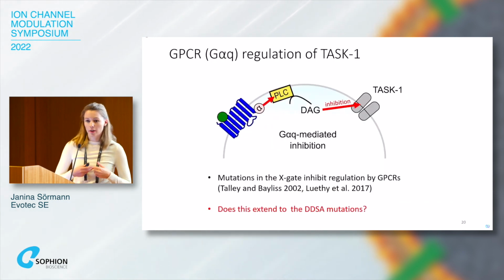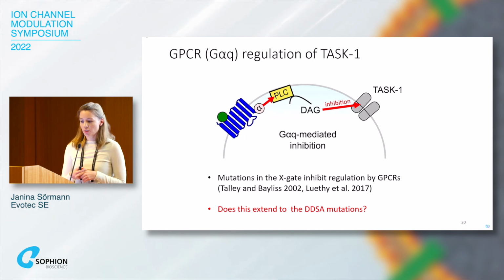Another way of regulating TASK channels is GPCR mediation. The activation of G-alpha-Q leads to activation of phospholipase C, which increases the level of DAG and inhibits the TASK channel directly. We know from previous studies that mutations directly in the X-gate abolish this regulation. So we wanted to understand if our mutations, which cluster around the X-gate, have a similar effect.